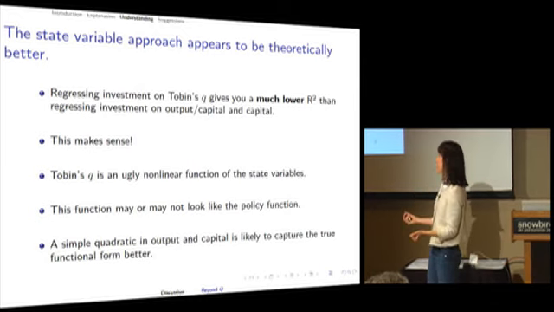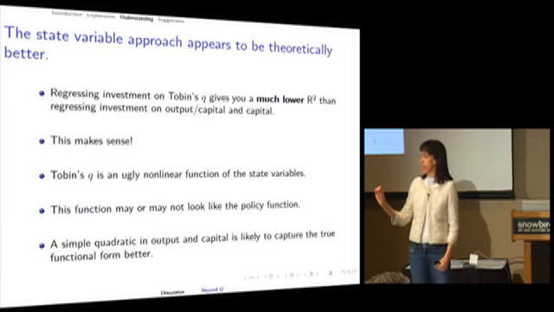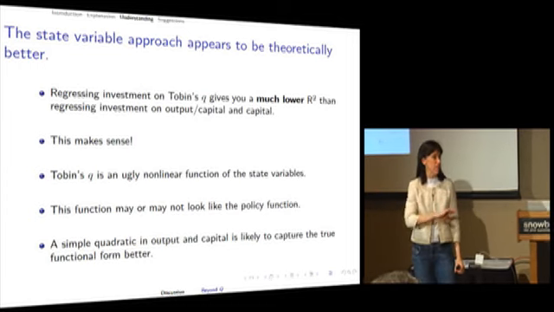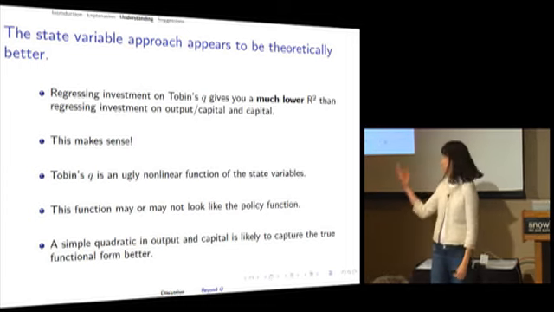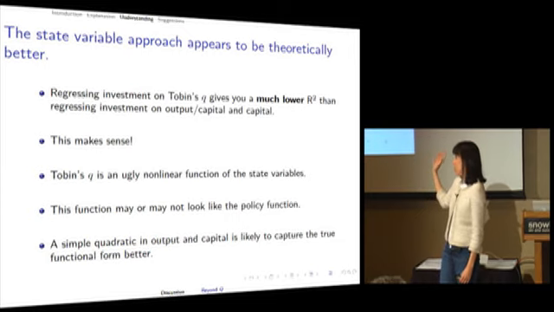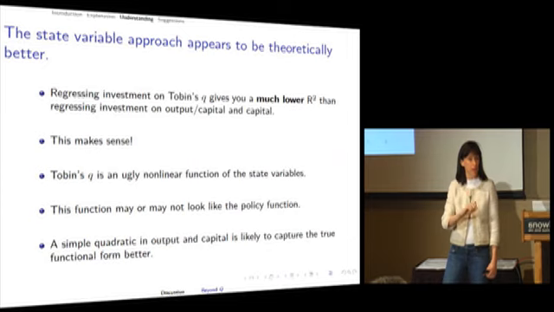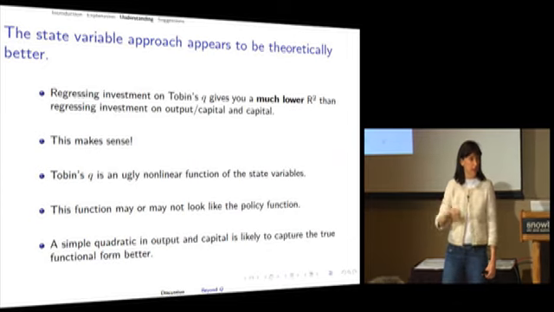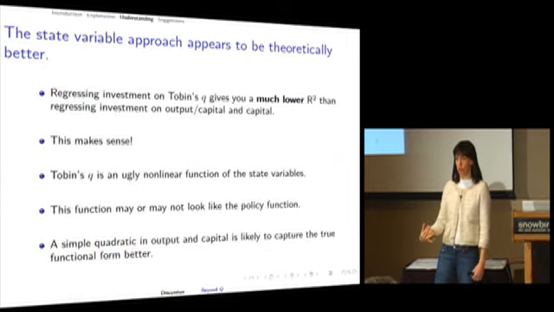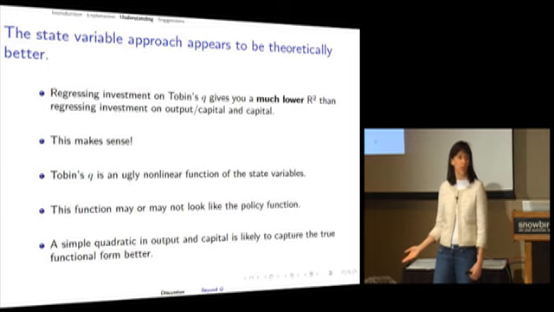Now this makes a lot of sense, right? So what's Tobin's Q? It's an ugly nonlinear function of a bunch of state variables. And that may or may not be what the policy function looks like. And so it appears that a simple quadratic in output and the capital stock is doing a better job of approximating the policy function than is Tobin's Q, if you have those things.